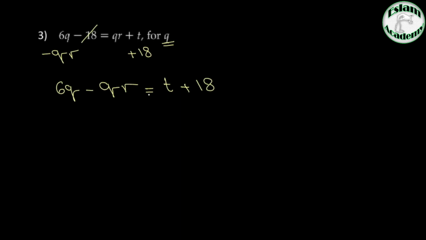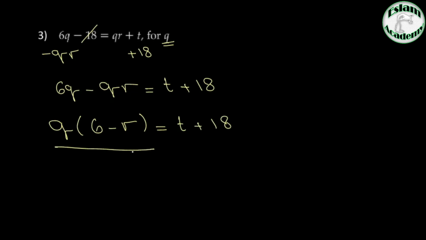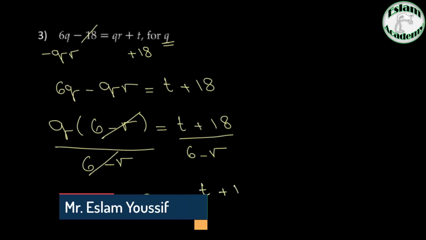We have 6q and qr, and they are unlike terms because the first has only q, and the second has qr. Since they are not like terms, we'll take q as a common factor. So it will be q times 6 minus r is equal to t plus 18. We'll divide all of the expression by 6 minus r. So we cancel 6 minus r, then q is equal to t plus 18 divided by 6 minus r.